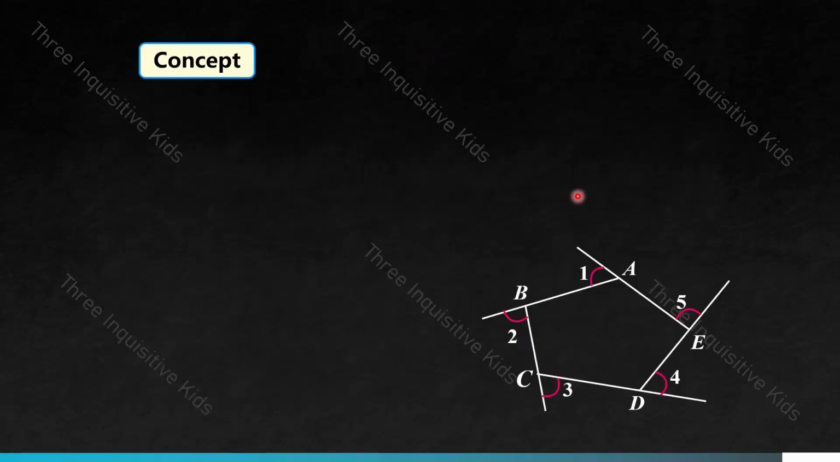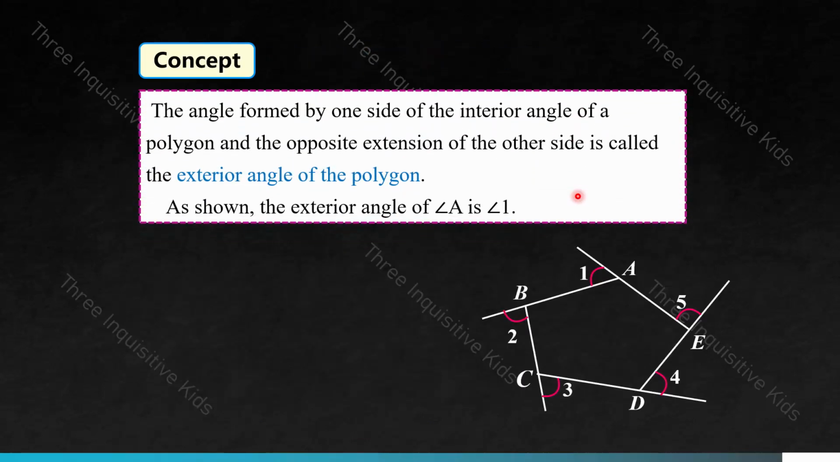So here's the concept we're going for. The angle formed by one side of the interior angle of a polygon and the opposite extension of the other side is called the exterior angle of the polygon. As shown, the exterior angle of angle A is angle 1. So what this is saying here is this is the pentagon we are looking at, and the exterior angle of angle A, which is this angle right here, that is an interior angle. When you extend AE like this would be its exterior angle.